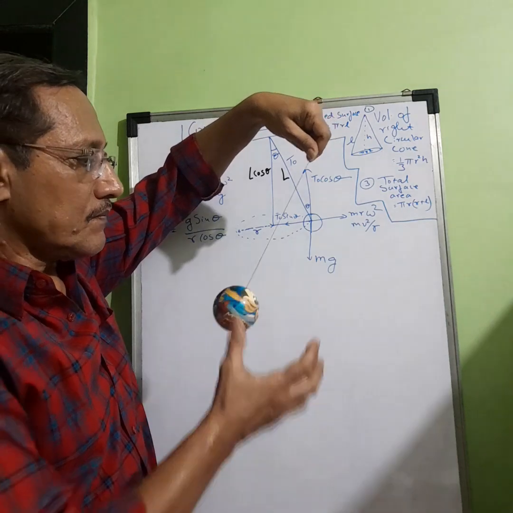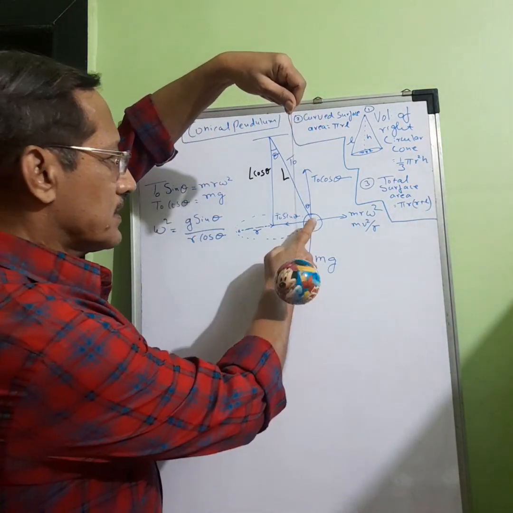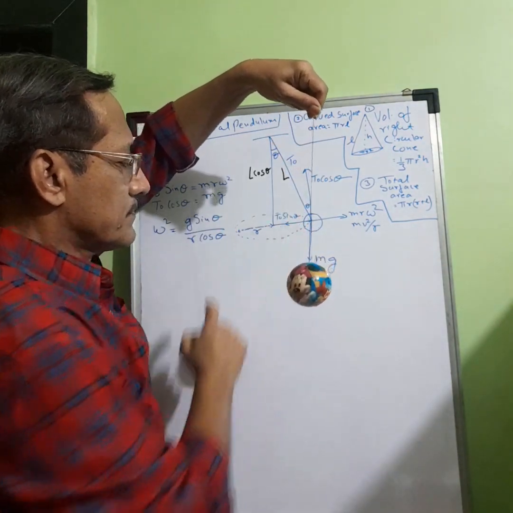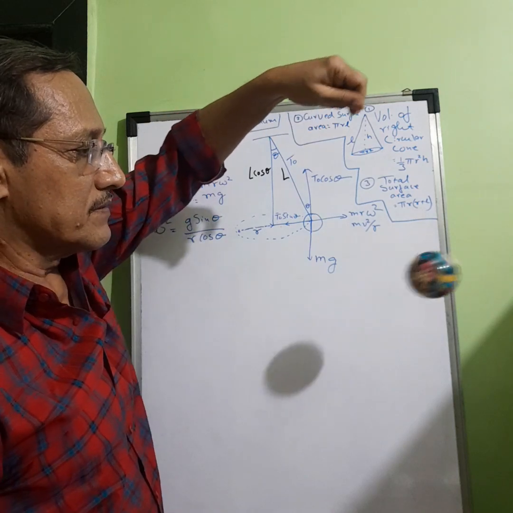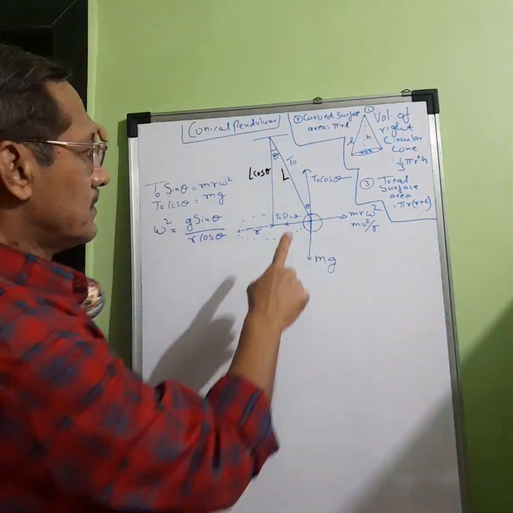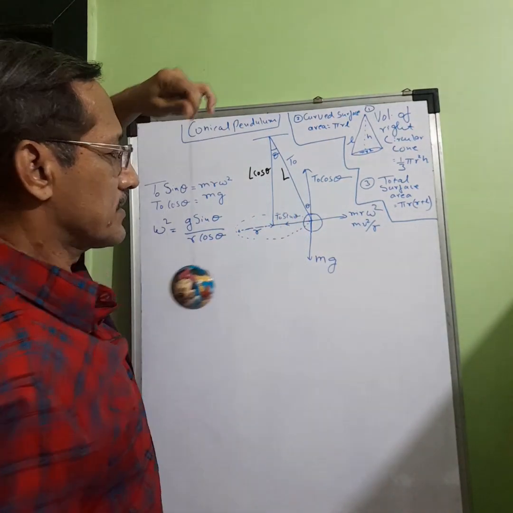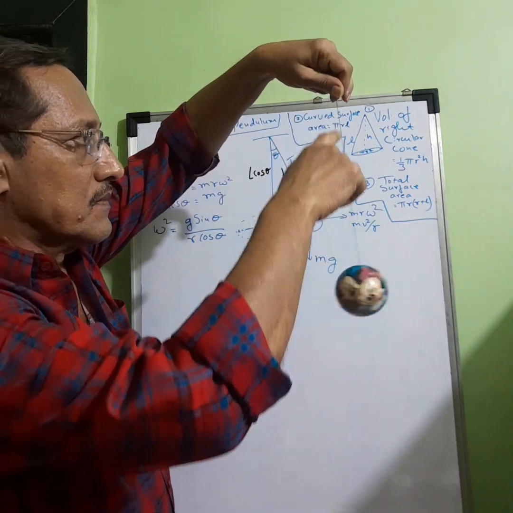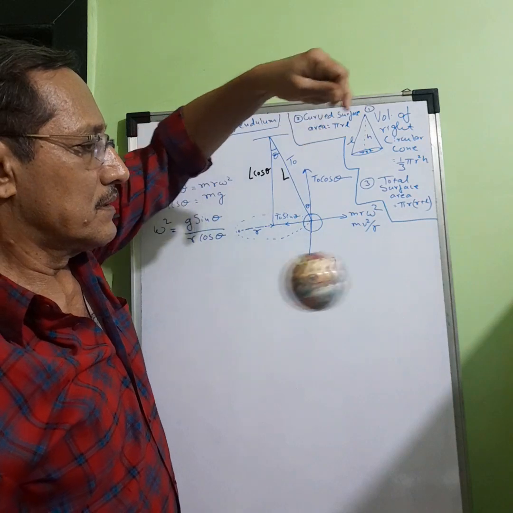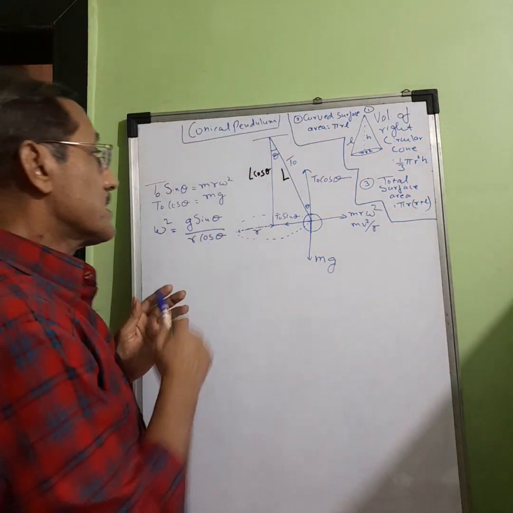Now this is the bob. This we call the bob, and this is the length. When it is moving around like this, it is creating a circle here. This is the circle which is being created, and this is the radius. So once again, length, bob, conical pendulum. Alright, so let's get into this now.